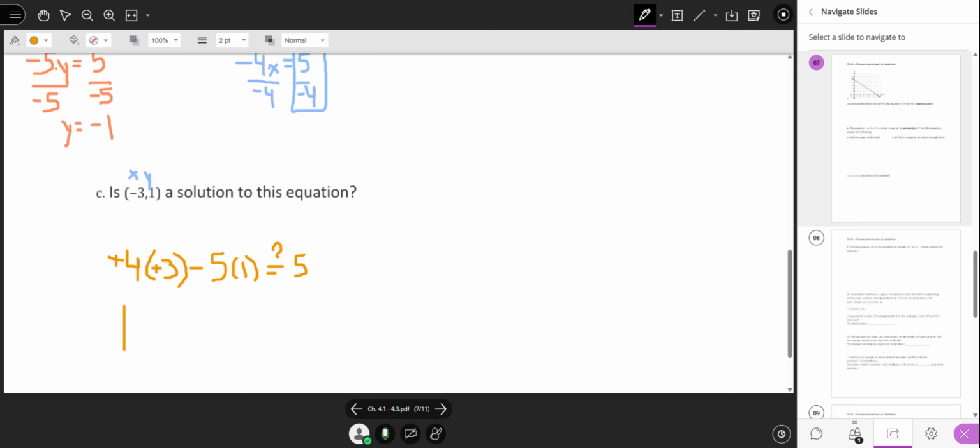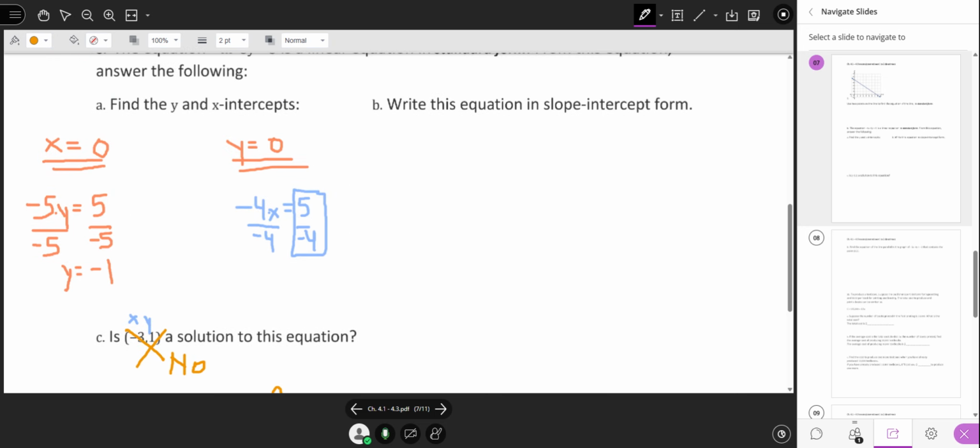So this one might actually take 4 videos because it's got a lot of information. Anyways, 4 times 3 is 12, minus 5, that's 7. 7 ain't 5. So that's a big fat no. That is not a solution.